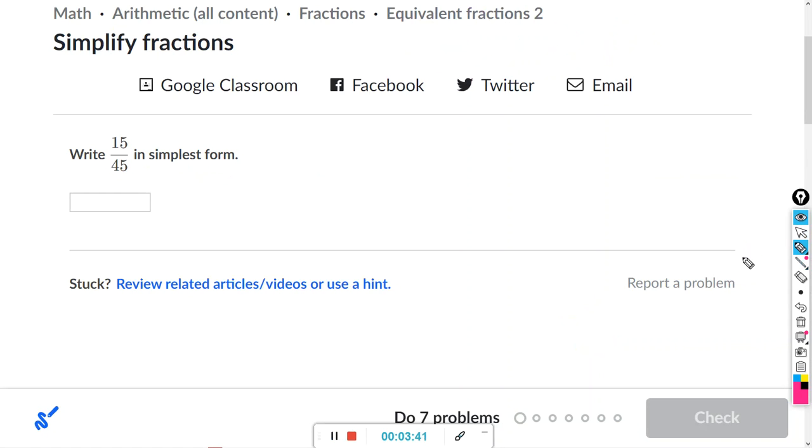Okay, one more here. We have 15 over 45. And I know that these are both divisible by 5. Okay, and just a quick tip here. Whenever you have a number that ends in 5 or 0, that number is divisible by 5. So I'm going to divide the numerator and the denominator by 5. 15 divided by 5 is 3. 45 divided by 5 is 9.